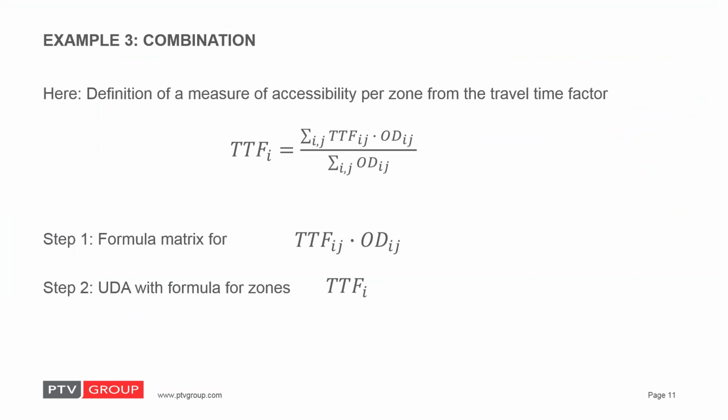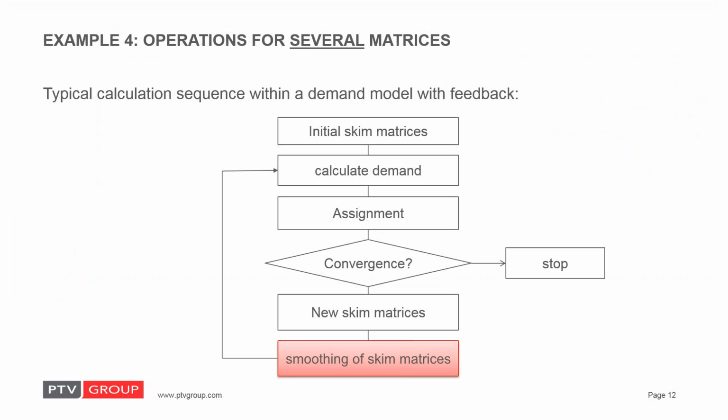So far, our examples were with formula attributes and formula matrices. So now we move on to operations with several matrices. The demand calculation with feedback loops is a common use case for that. On this slide, the workflow of such a demand calculation is shown.